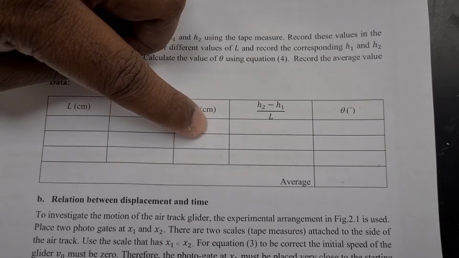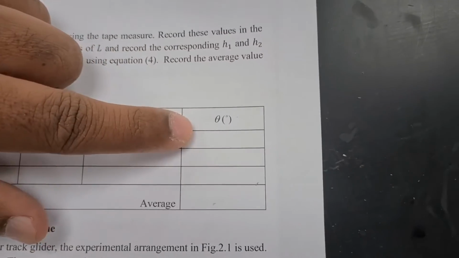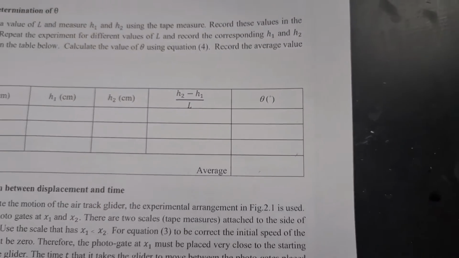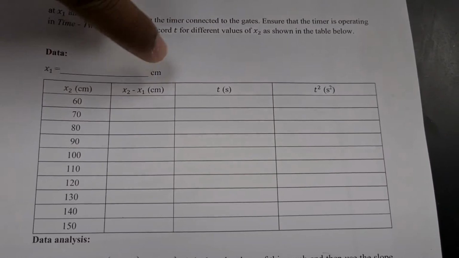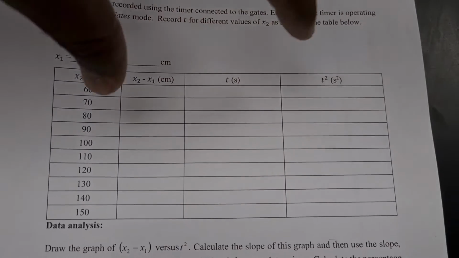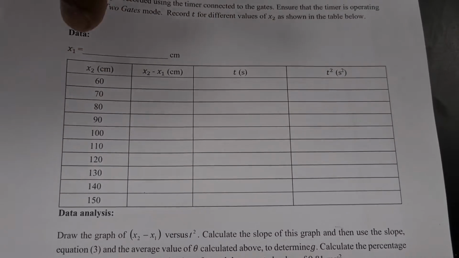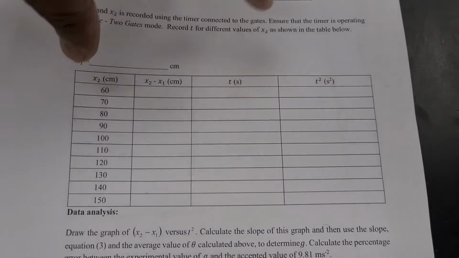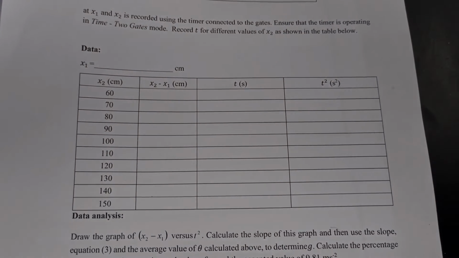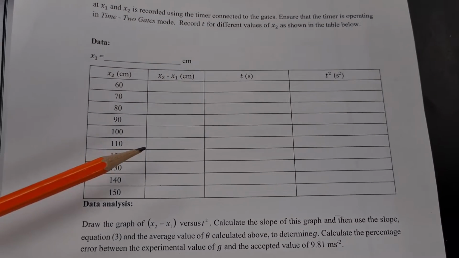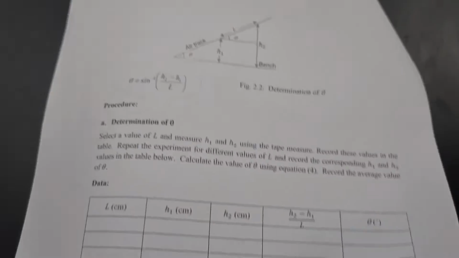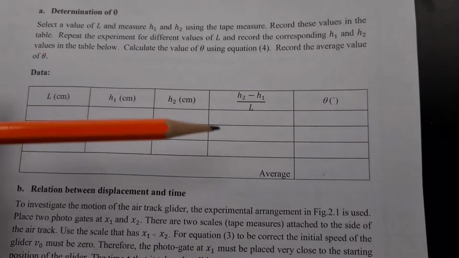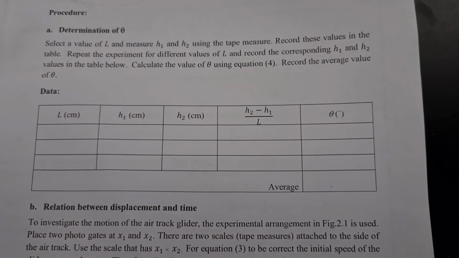Data table 1 is for calculating the value of theta. Table 2 is for recording the displacement and time. So if you want to draw the graph, it is from only the second table, not from the first table. For drawing the graph we use the second table, but for the calculation of the g value, we need the theta also. So we have to fill both tables perfectly.